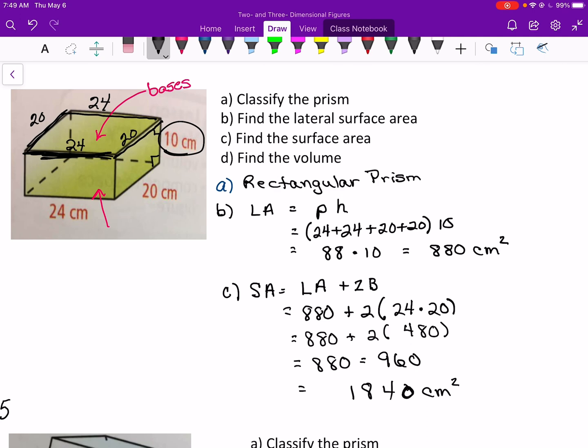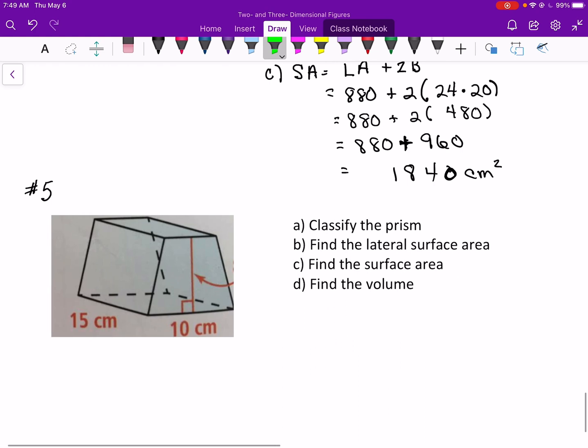You might double check all my math. I did it quickly. I did not use a calculator. Actually, I'm going to do it for you right now. Whoops, put a plus in there. Watch what you write down. 880 is not equal to 960, so don't write that down. Put the plus in there. Yep, 1840 centimeters squared. Now, we haven't done the volume. We haven't even talked about it. I'm going to leave that. We'll come back to it in a minute.